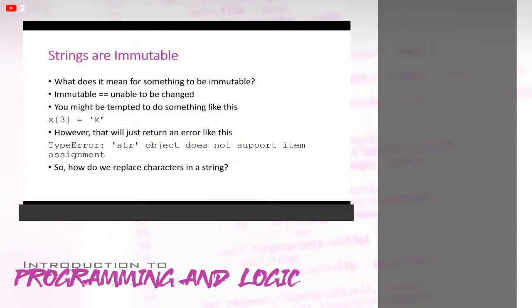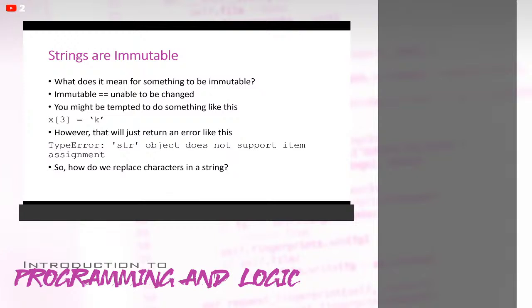If we reassign a value to a variable, we have to take the entire value out and put an entire value back in. That's what we're doing with strings. If we want to change a string, we have to change the entire string. We have to take it out and reassign it to a new variable. We can't change it in place.